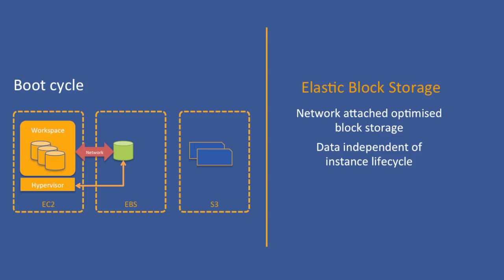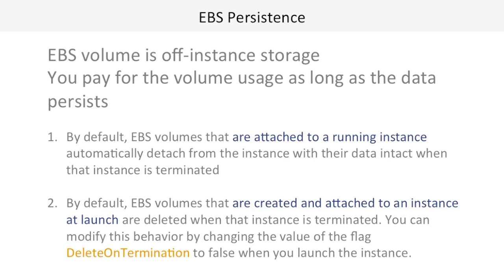Now if you think about the EBS persistence cycle, you only pay for a volume as long as the data persists. So if you've got a volume of 10 gig, you'll pay for 10 gig for as long as that volume exists in your account. And there are two different life cycles that you should be aware of. If you attach an EBS volume that you create to an already running instance, it will automatically detach from that instance with the data intact if you terminate your instance. So start an instance, take an EBS volume with some data on it, attach it to that instance, and then blow the instance away, that volume will persist.